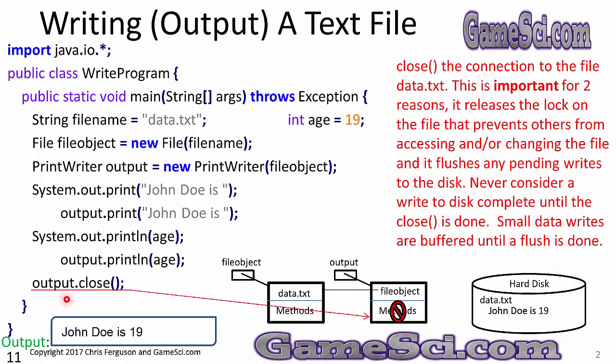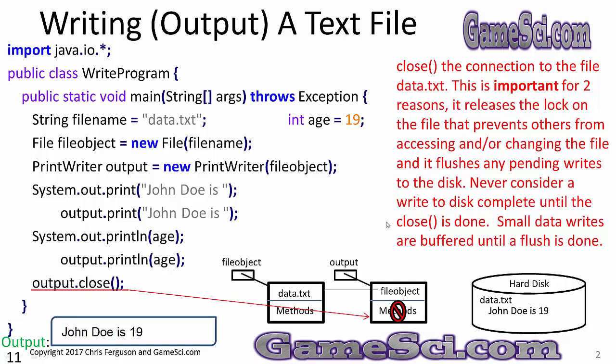output.close. This is extremely important. You must close the connection to the file data.txt. It's important for two reasons. Number one, it releases the lock on the file that prevents others from accessing or changing the file. And number two, it flushes any pending writes to disk. Never consider a write to disk complete until the close is done.